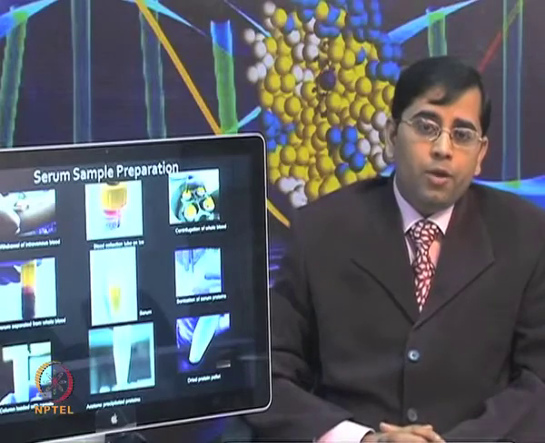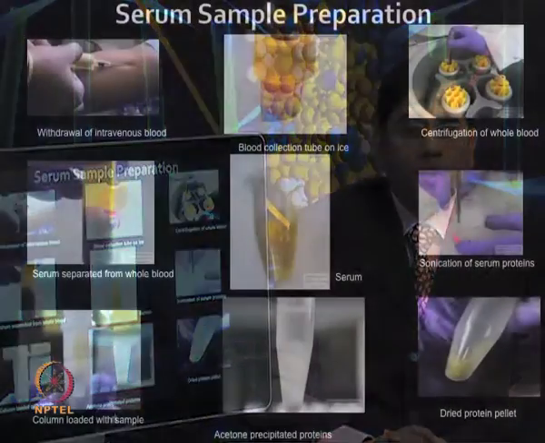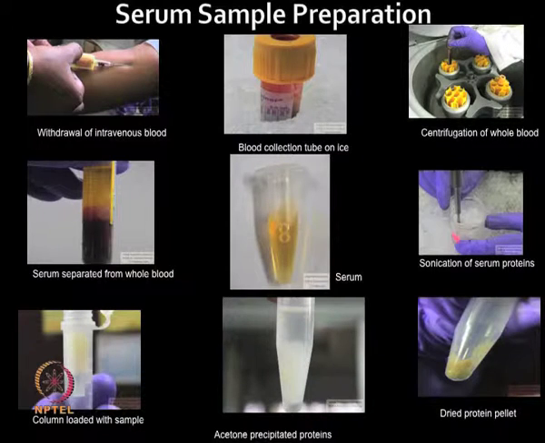So, now I am giving you an overview here of the serum sample preparation. The various steps are shown in images: withdrawal of intravenous blood, blood collection in the tube, centrifugation of whole blood, and removal of the serum from the whole blood. Serum can be transferred into fresh tubes.